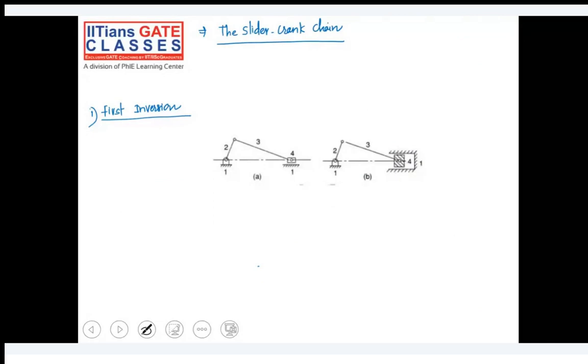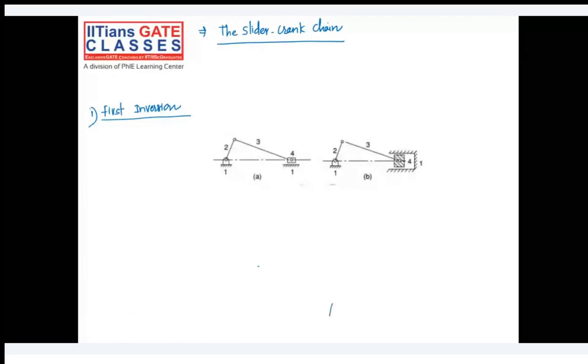First inversion in the sense it's like we are trying to see what other mechanisms we can build out of it, or what other things we can build out of it whenever we fix different links. You remember, I have explained you 4-bar chain. If I fix the short link, what I get. If I fix the link opposite to the shortest link, what I'll get. If I fix the link adjacent to the shortest link, what I'll get. We have seen different mechanisms we'll get, like crank rocker, rocker rocker, crank rocker. Okay. So same thing here.